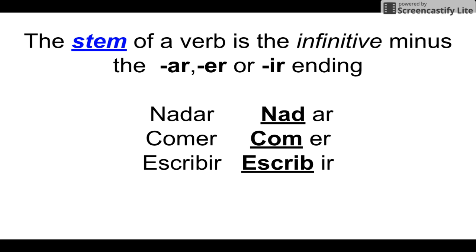The last term that you've probably heard in class is a verb stem. The stem of a verb is the infinitive minus its AR, ER, or IR ending. So for example, if I have nadar here, to swim, and I chop off the AR, I'm left with just nad, right? N-A-D. That is what we would call the verb stem. Comer, chop off the ER, C-O-M. That is the verb stem. Escribir, chopped off the IR, and we're left with escrib, the verb stem.